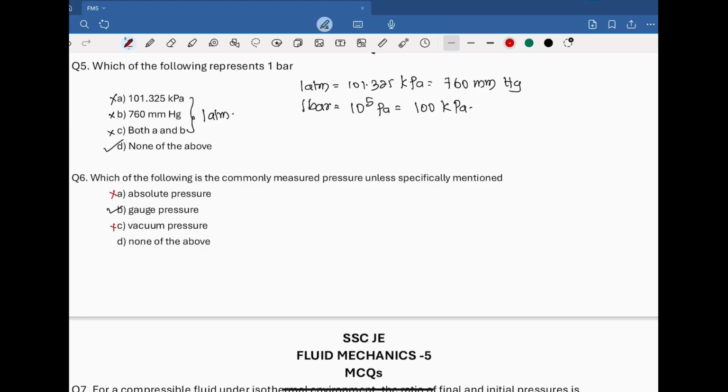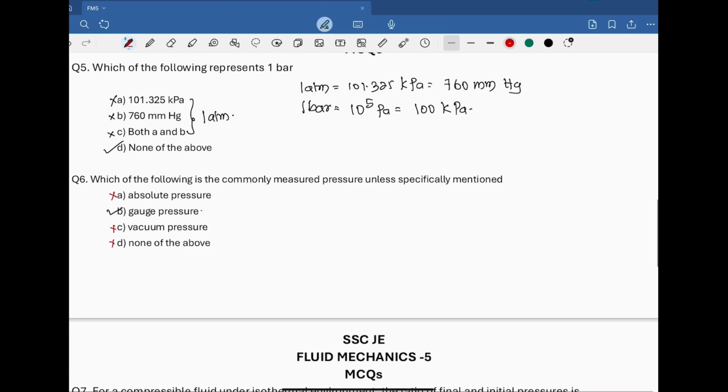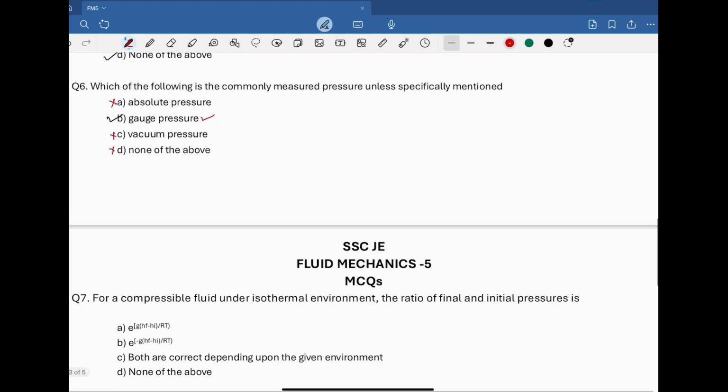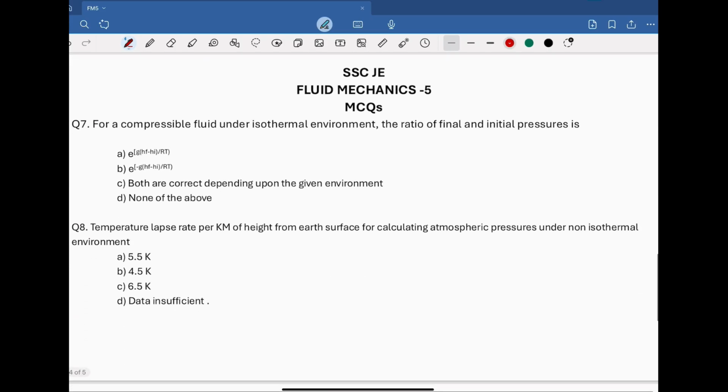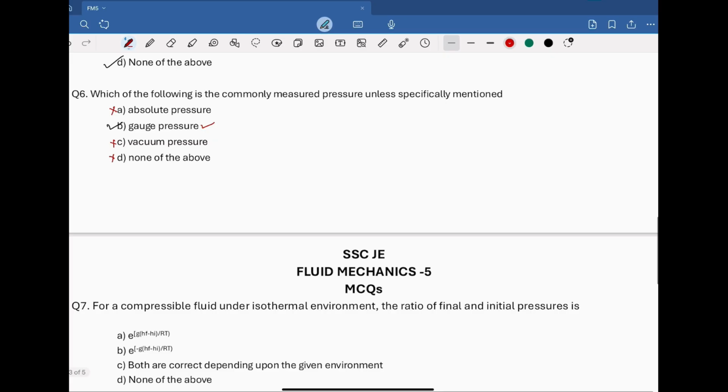Usually, the commonly measured pressure, unless specifically mentioned, is gauge pressure. That gauge pressure can be vacuum pressure also, if it is negative. We measure the gauge pressure. If it is negative, then we treat it as a vacuum pressure. It's not that there will be vacuum pressure measured in instruments. There will be gauge pressure measured in instruments. Please try to understand this. Answer is B.